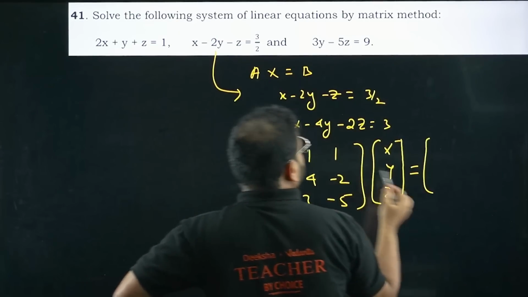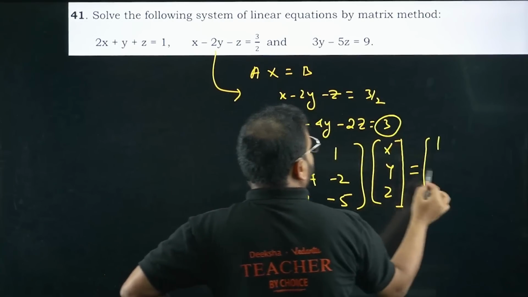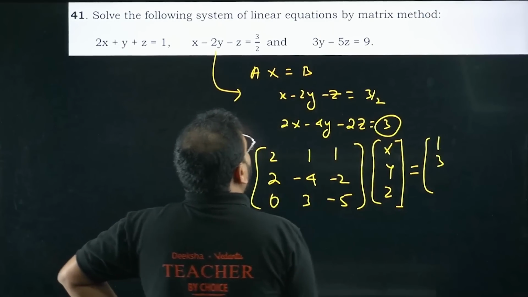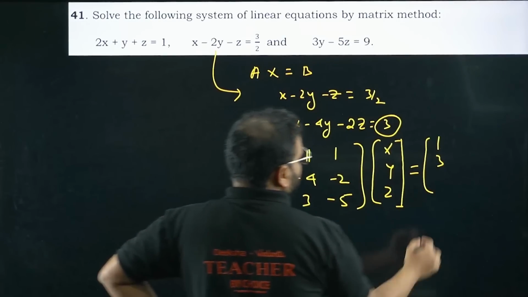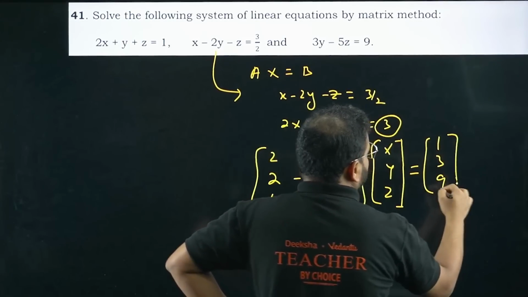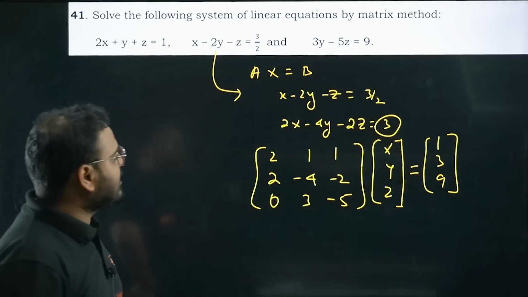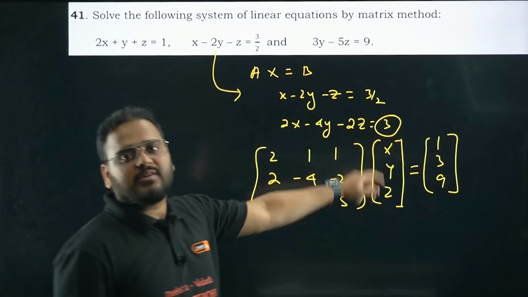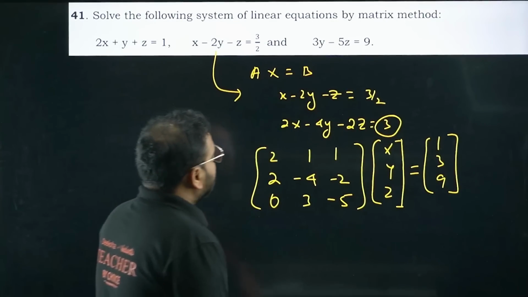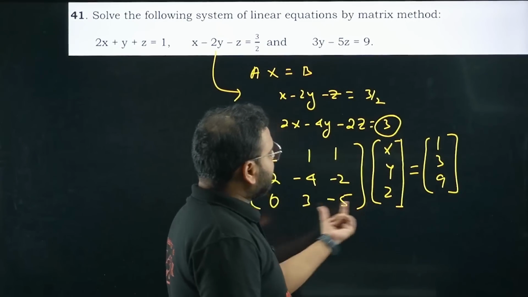The matrix is given as 1. I've changed this, so I'll write here 3 only, and write this as simply 9. 1, 3 and 9. I've changed the second equation, that's why I'm writing it like this. Okay, chaliye. Once I have this, to find x, I need to find the inverse of this.